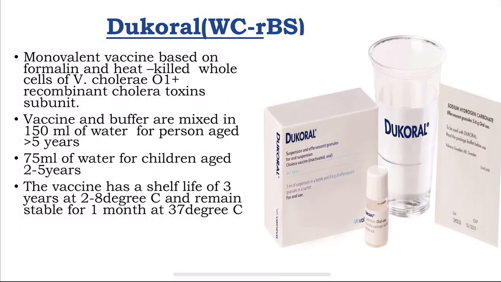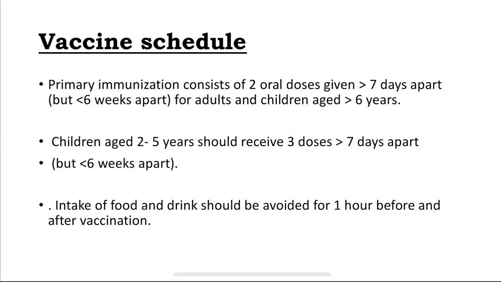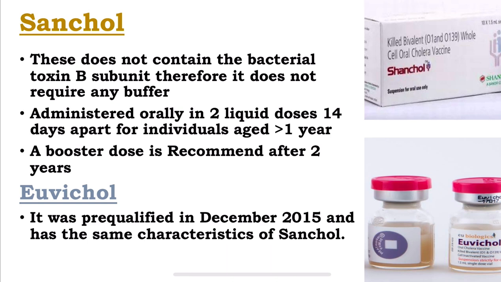We see Dukoral doses are 7 days apart, more than 7 days apart. Here it is more than 14 days apart for individuals aged more than 1 year. A booster dose is recommended after 2 years.